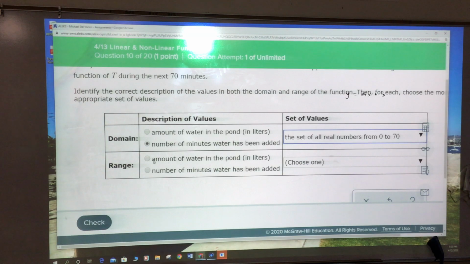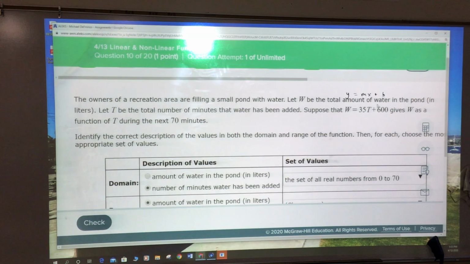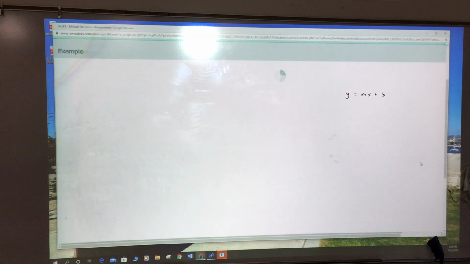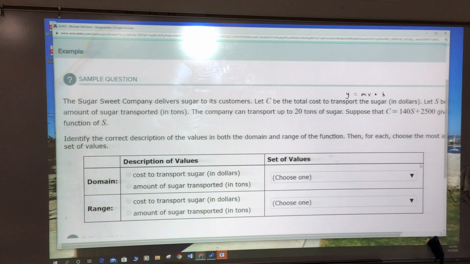Then the range, the amount of water in the pond in liters. And let's see. It starts at 600 liters. It starts, see the beginning? 600 liters. It begins there. Okay?